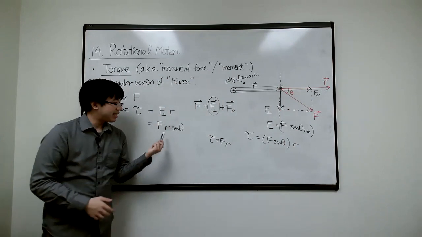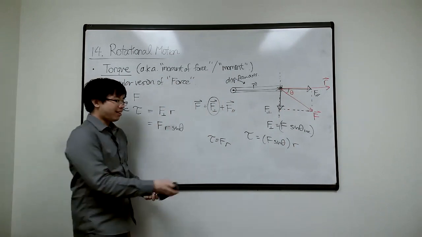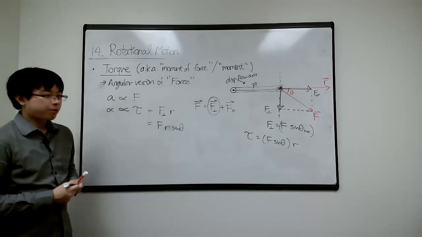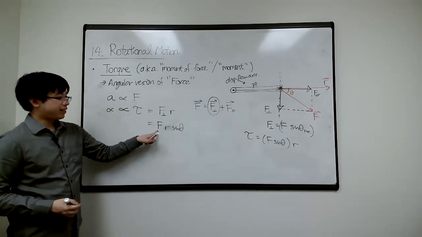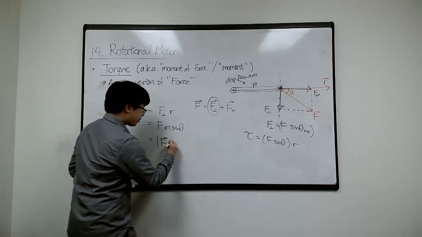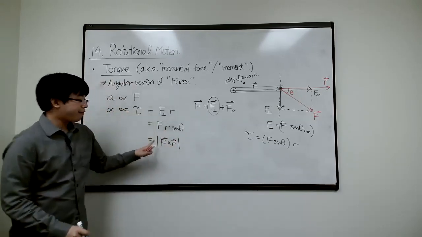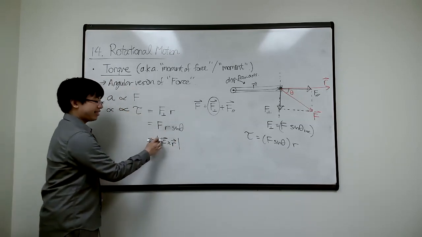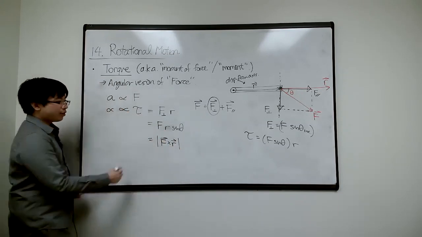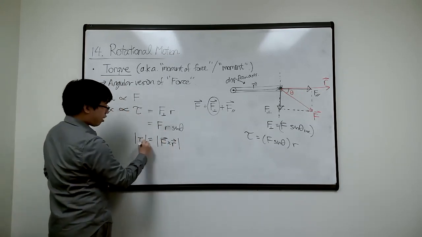And can you notice this combination? Does it ring a bell of what we just learned? Yeah, that looks like the magnitude of some guy's cross product. Which guy's cross product? Well, F and R, right? So this precisely looks like the cross product between F and R, like that. That's why it's useful, all right? So this is the magnitude of torque.